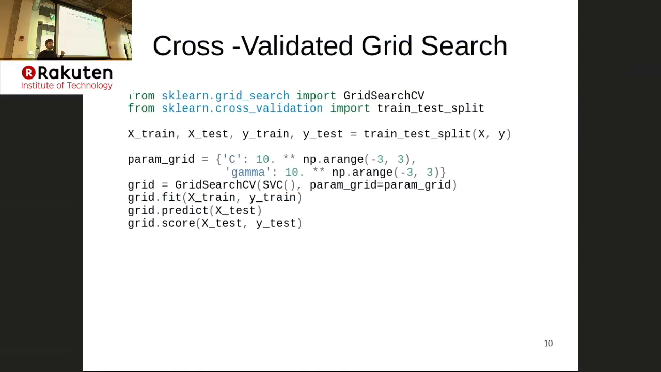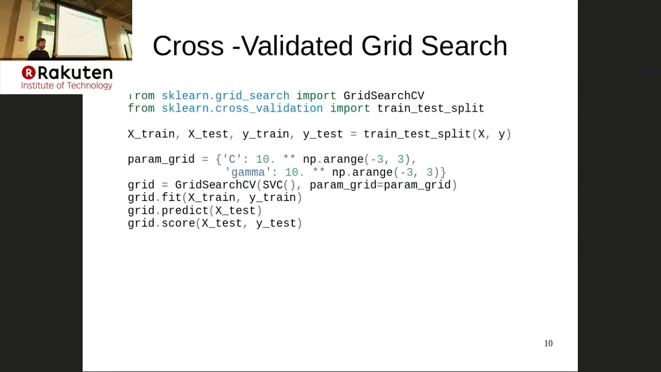But here, if I call the fit method, it'll run the whole process of doing cross-validation with grid search. So it'll try out all the parameter settings, do cross-validation for each of the parameter settings, select the best parameter setting, and retrain the model on the whole training set. And all of this happens in this one line that's grid.fit. So that's kind of handy.